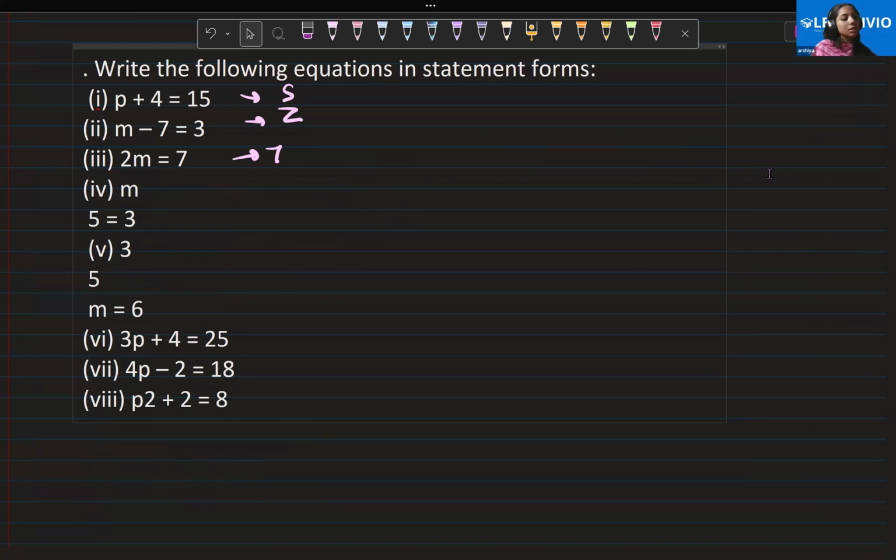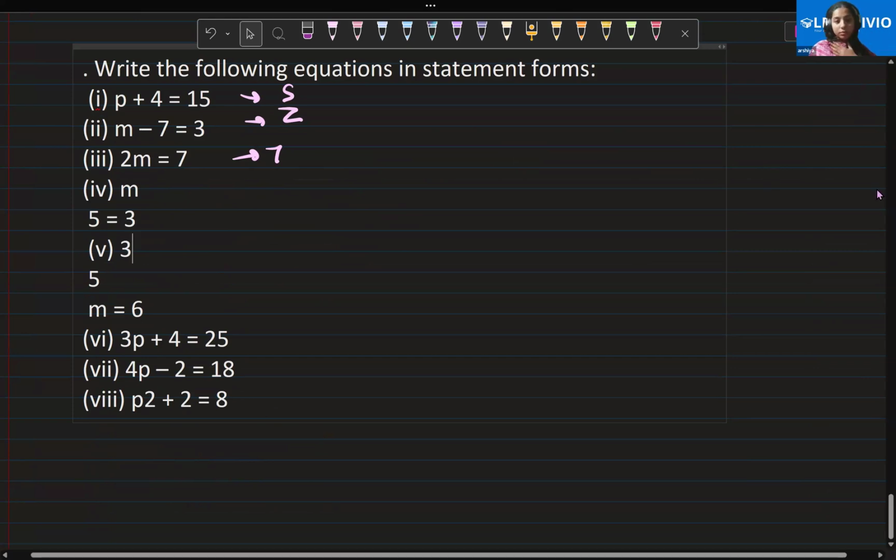Next, anyone else? Ma'am, can I tell? Yes, sir. The sum of 4 and p is equal to 15. Correct.